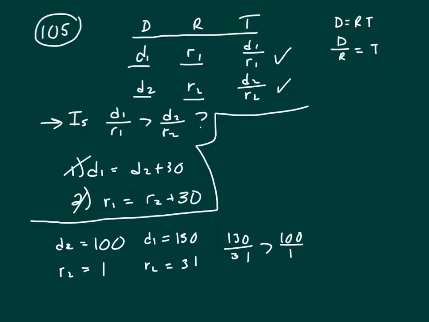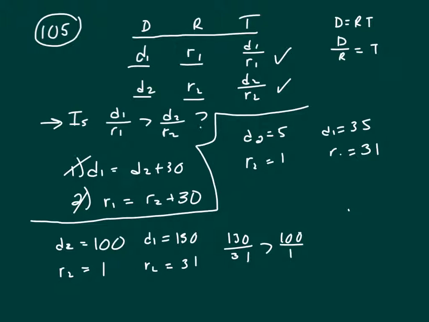So let's go the opposite way now. I made my distances a decent size. I'm going to make my distance smaller. So if I let D2 be 5, then D1 would have to be 35. And if I let R2 be 1, that would mean R1 is going to be 31.